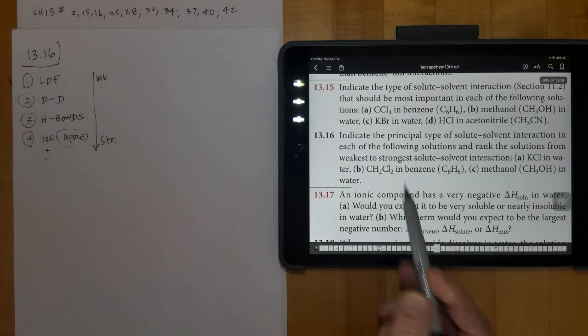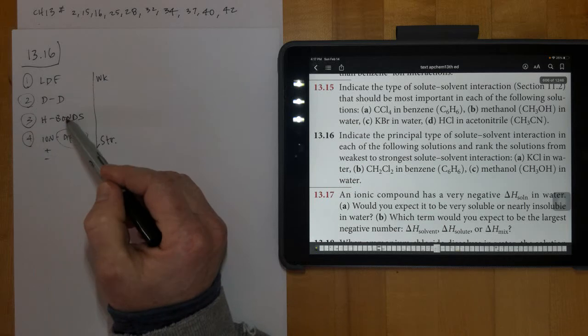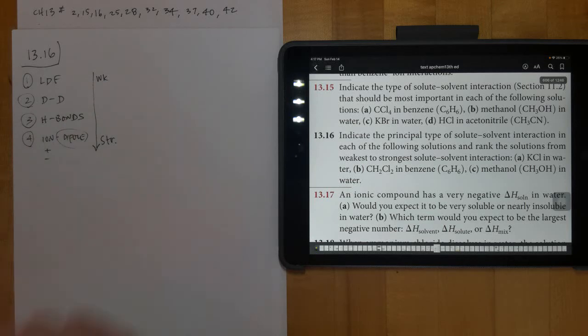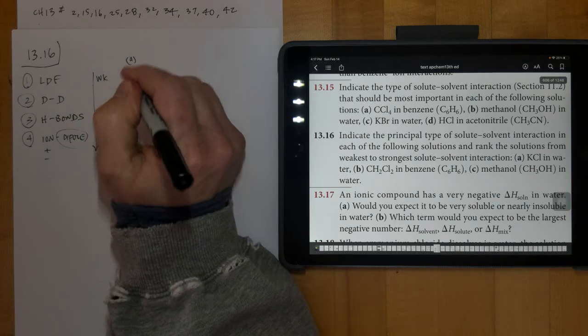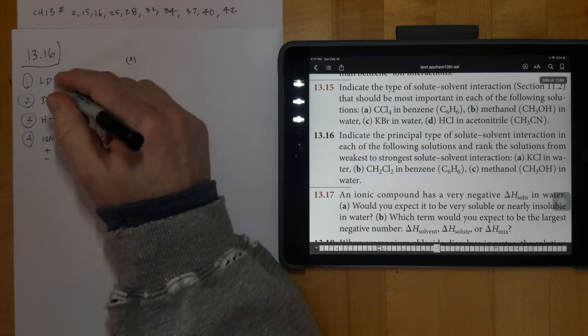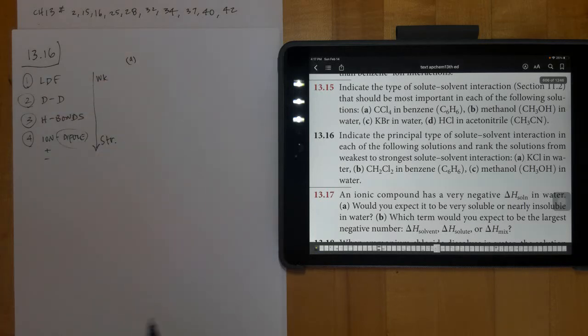And so when we look at each one of these, look for these types of forces in each one. And then when you identify the forces in them, you know those are the solute-solvent interactions for each one. And to help you identify the type, I always recommend first drawing a sketch of the Lewis dot structure.